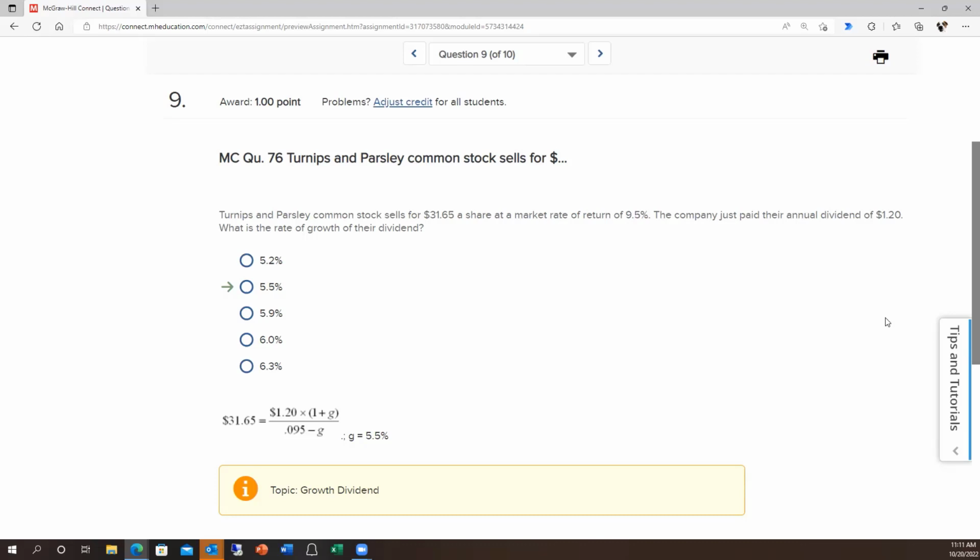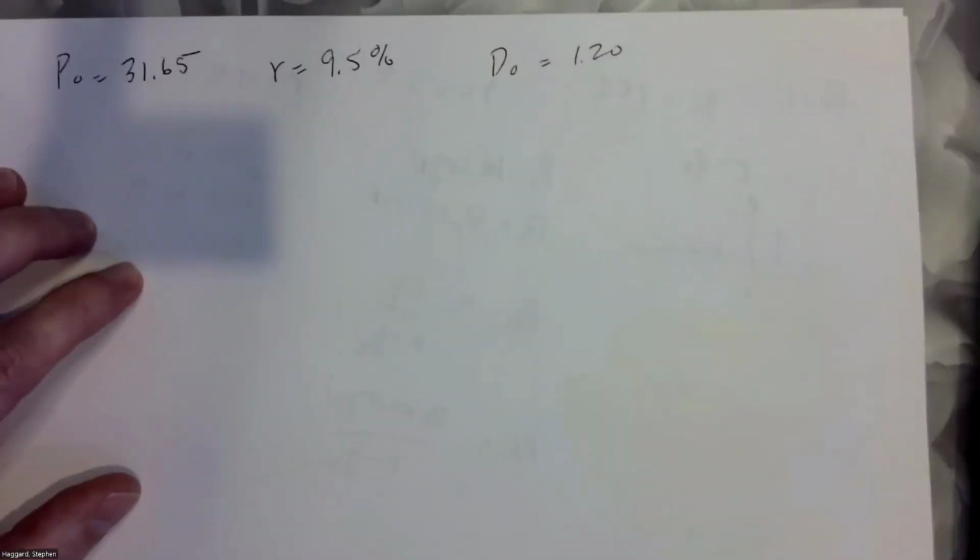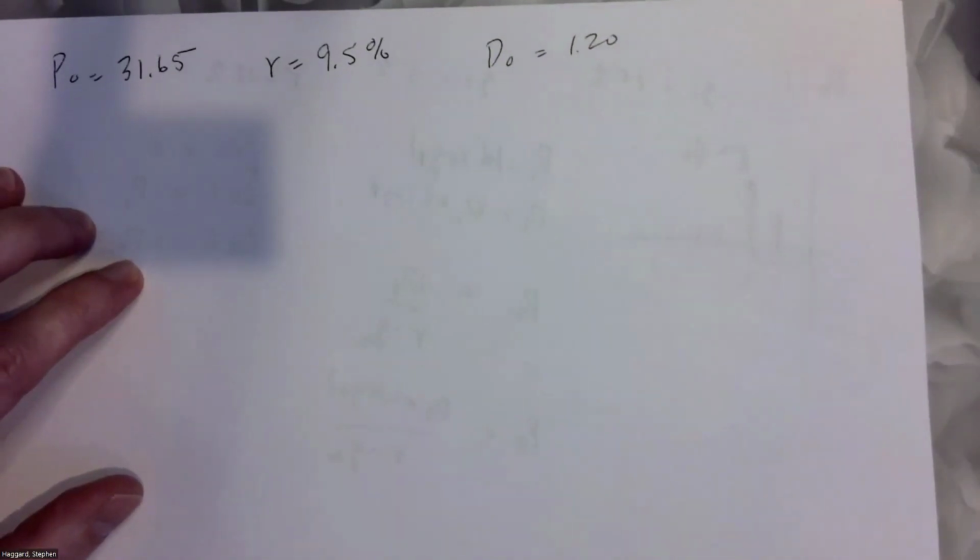D0 is equal to 1.20. And they're asking what is the growth rate of their dividend? Oh, this gets nasty. Okay, so I'm going to stop sharing the screen now, and we're going to write out how all this relates.